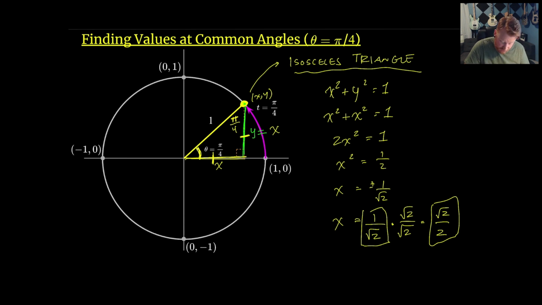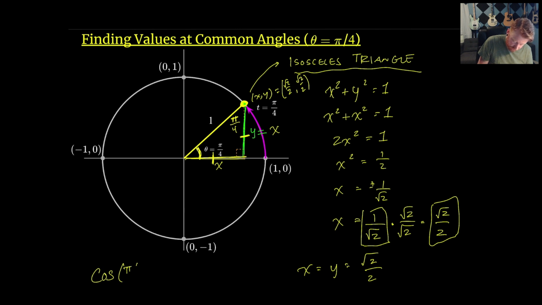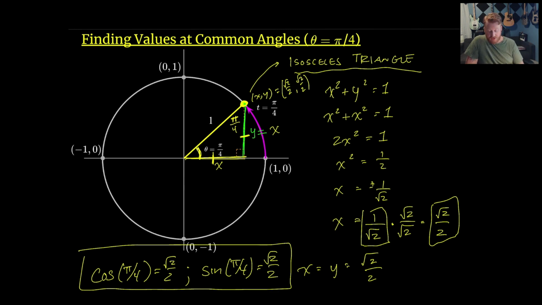So we've got the x value now being the square root of 2 over 2, but we know that this is also the same as the y value. Because x is equal to y, we get that y is also the square root of 2 over 2. So now we have the sine and the cosine value. The cosine of pi over 4 is the square root of 2 over 2, and the sine of pi over 4 is also the square root of 2 over 2. What's kind of nice about those is they're the same.